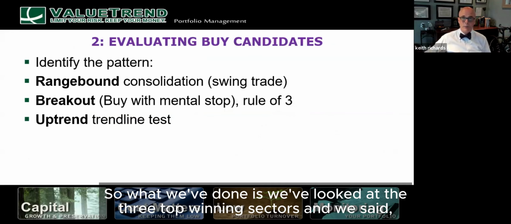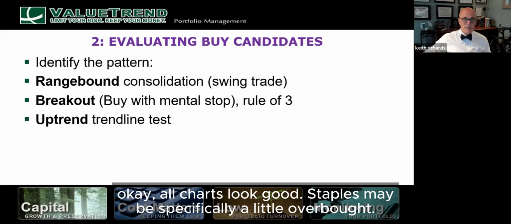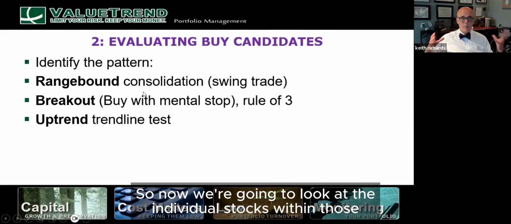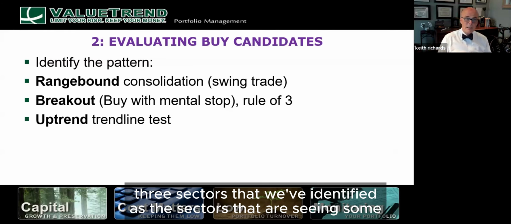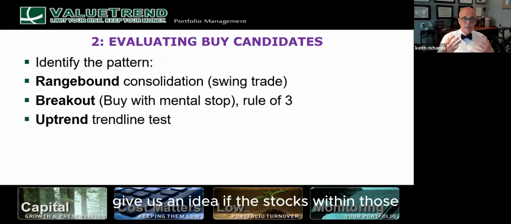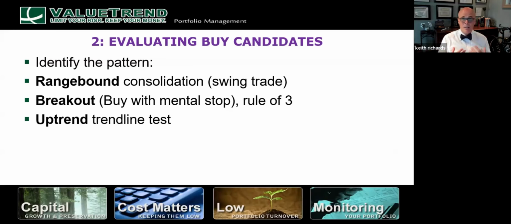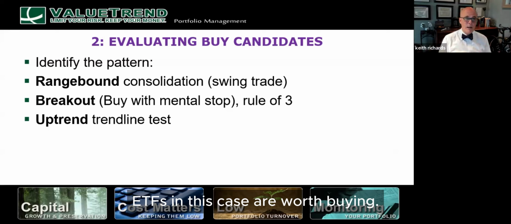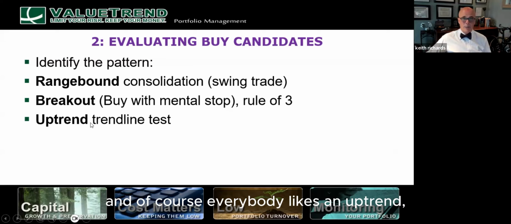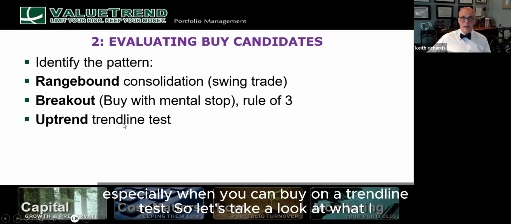So what we've done is we've looked at the 3 top winning sectors, and we said, okay, all charts look good. Staples may be specifically a little overbought. So now we're going to look at the individual stocks within those 3 sectors that we've identified as the sectors that are seeing some rotation. So we're going to look at 3 basic formations to give us an idea if the stocks within those ETFs, in this case, are worth buying. So I like buying range-bound stocks, I like breakouts, and of course, everybody likes an uptrend, especially when you can buy on a trend line test.